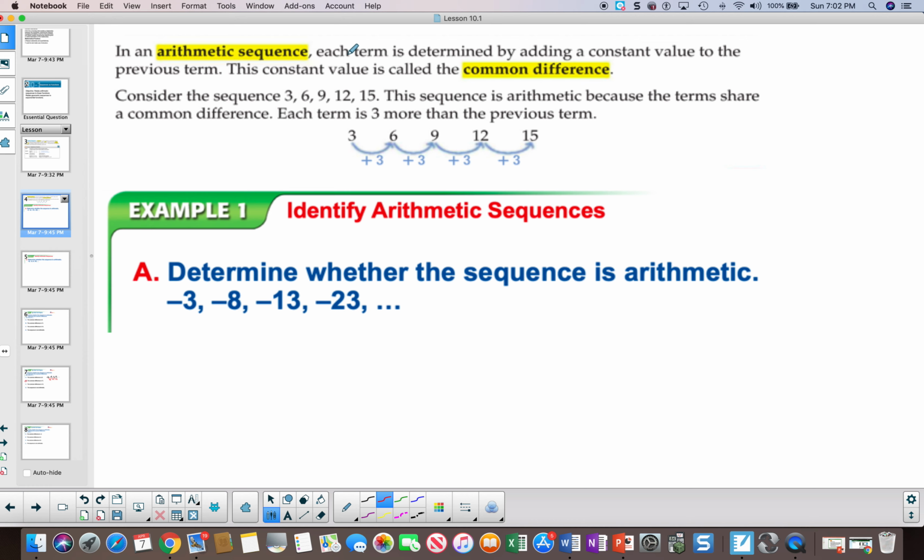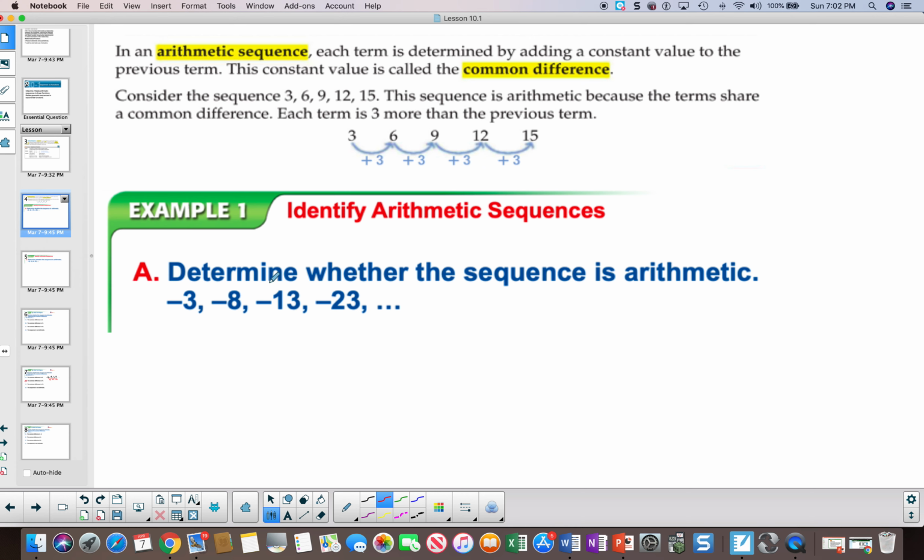In this example, this is called an arithmetic sequence because there is a common difference. In other words, there is a constant value that will take you to the next value here. So to go from 3 to 6, you would have to add 3. To go from 6 to 9, you would add 3. So you're adding 3 to the previous term.